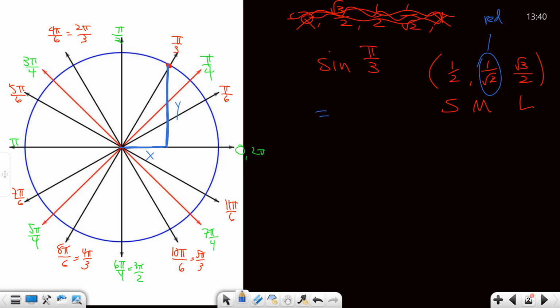So let's try that again. Opposite is y. The y is long, so it's the square root of 3 over 2 over 1. Okay, but again, we're all smart. A little bit of redemption there after a major flop.